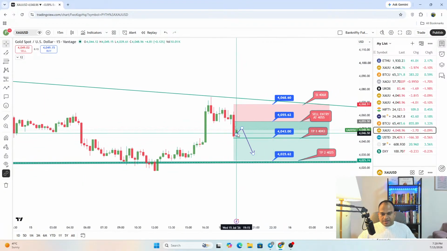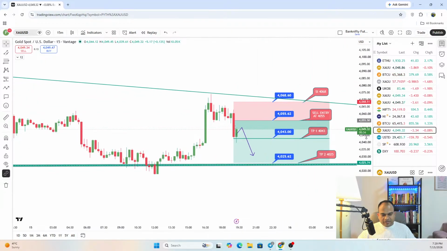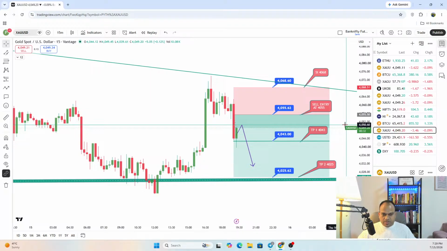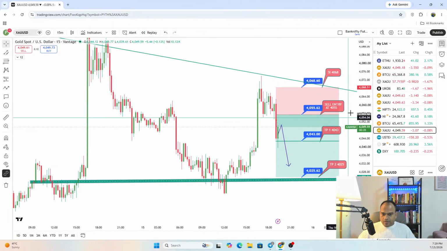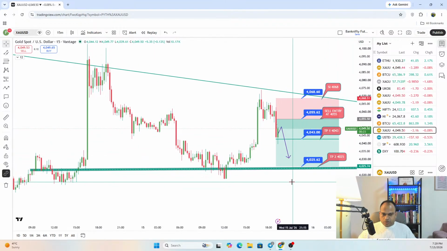Yeah, but again, it doesn't matter even if it goes back up and crosses this 4055 level again. Of course, my trade will close, but I already booked 130 pips for the day, $13. That's more than enough for me. I'll be more than happy to close the trade at this level.